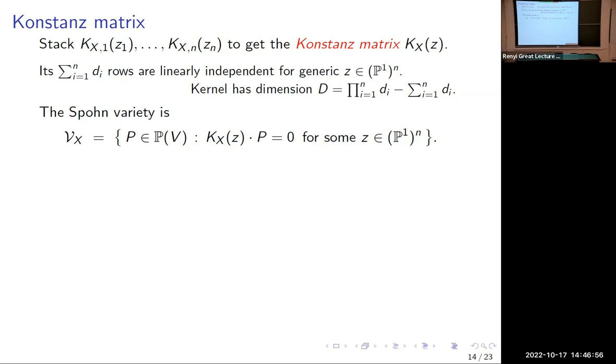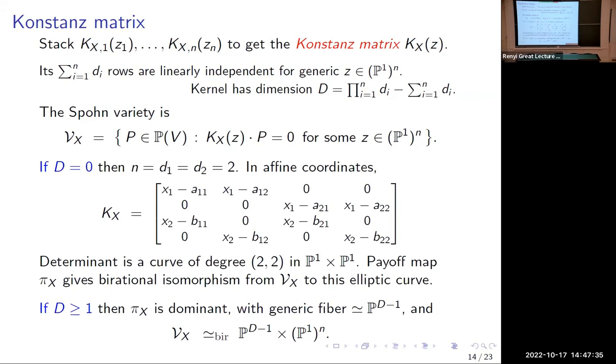Now what about the Konstanz matrix? The rows are linearly independent if I specify generic proposed payoffs. Therefore, the kernel has dimension number of columns minus number of rows. With this setup in mind, I can rewrite the Spohn variety. The Spohn variety is the set of all tensors such that P is in the kernel of the Konstanz matrix for some payoff vector Z. So there exists a payoff vector such that I'm in the kernel. That's equivalent to the Spohn variety.